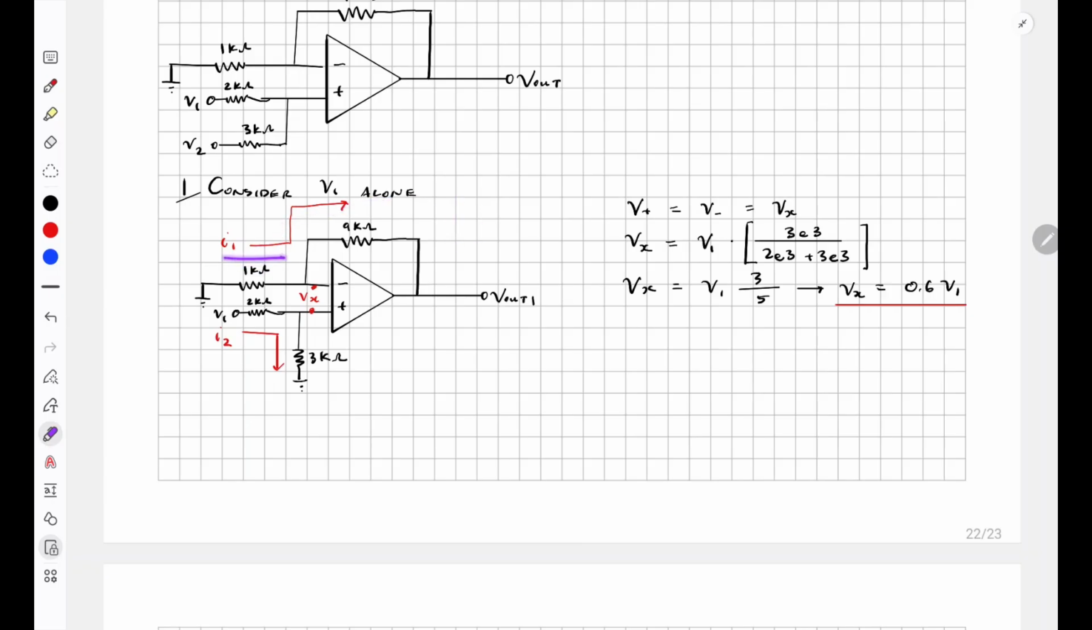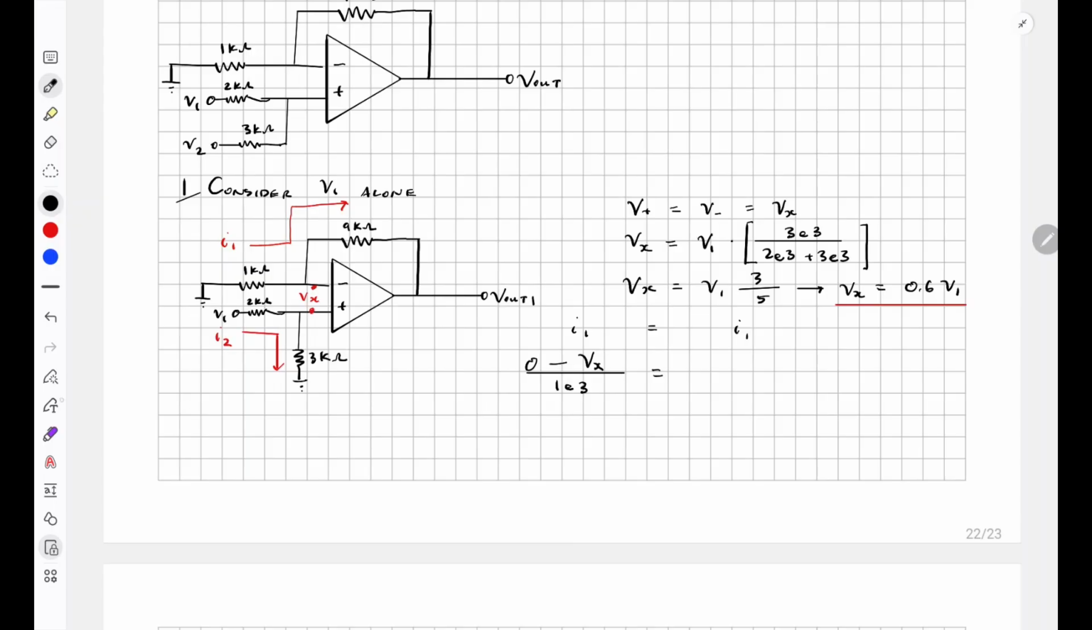So we know that this I1 through the 1 kilo ohm resistor is the same current as the I1 that goes through the 9 kilo ohm resistor. So what I'm going to write is I1 and I1. You know that I1 is equal to this voltage minus this voltage divided by this resistor. So we can say it's 0 minus Vx divided by 1 kilo ohms.